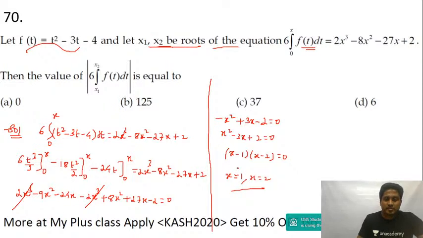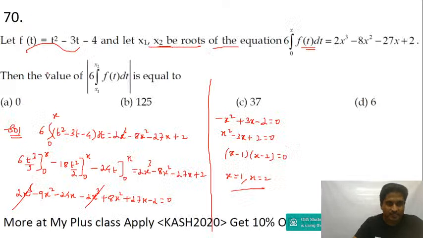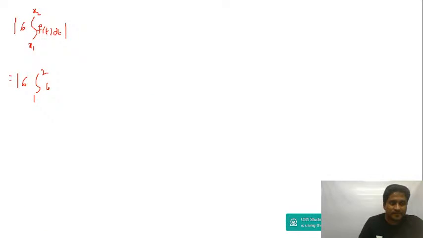Now with these roots, I am supposed to find the value of the modulus of 6 times the integration of, see the question, x1 to x2, these are the roots, x1 and x2, of f of t dt. Very good question. So this is equal to 6 times the integration with limits 1 and 2. Just now we found the roots 1 and 2, and f of t is already given, t square minus 3t minus 4, and then this is dt.